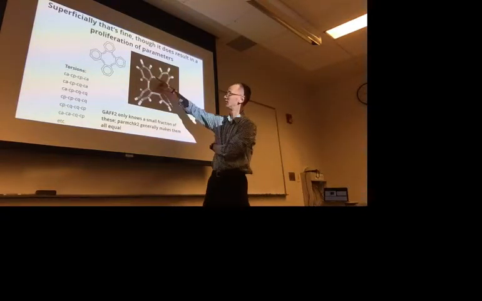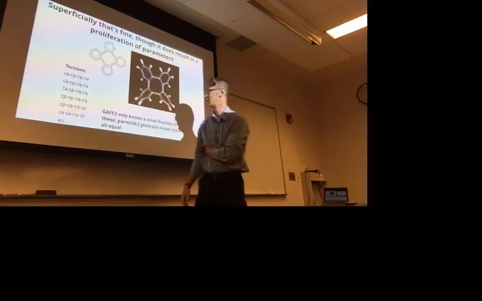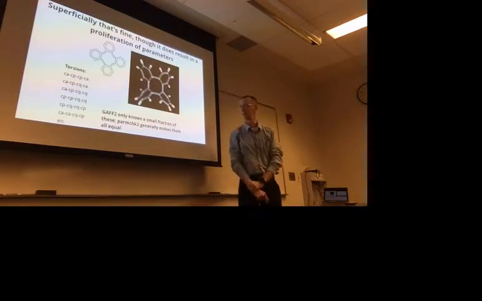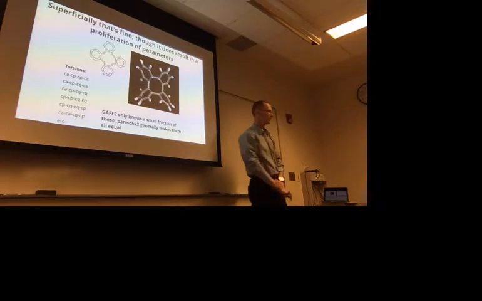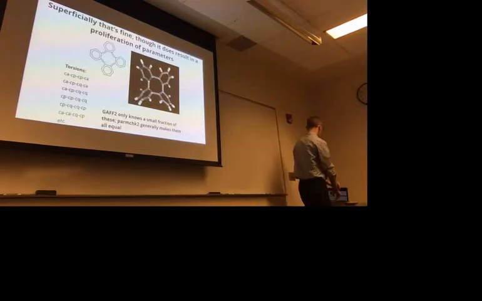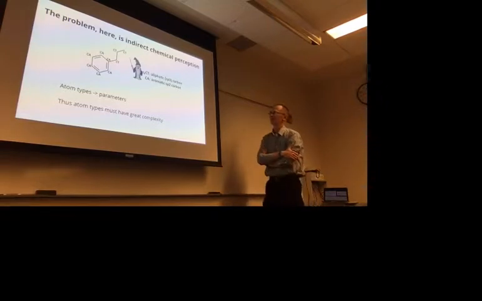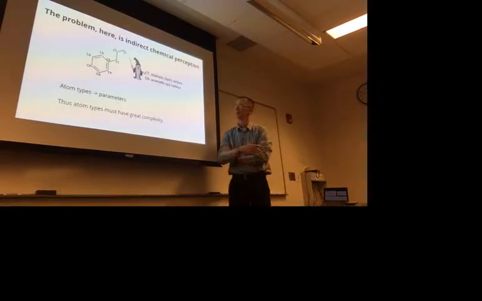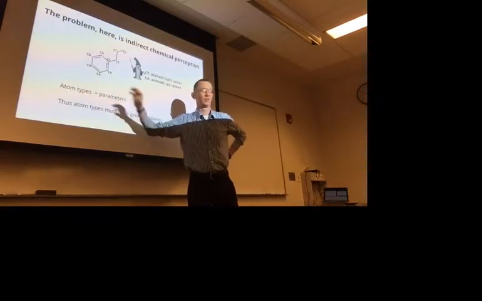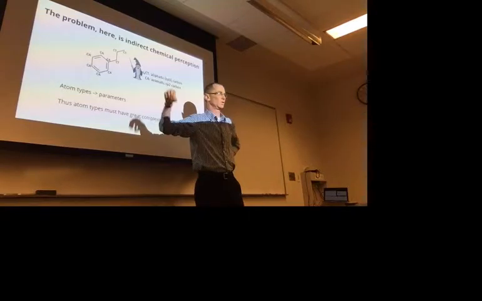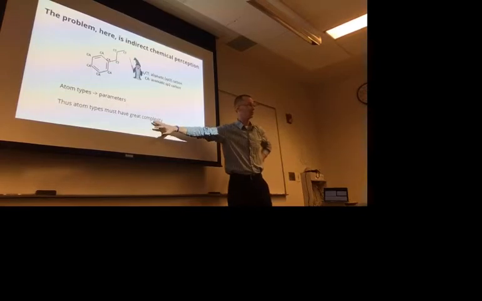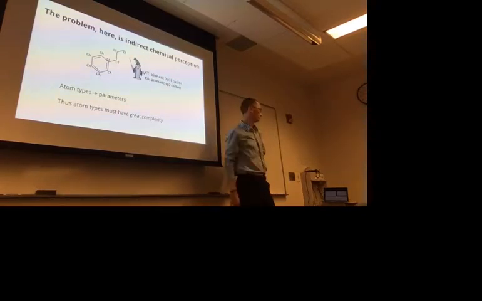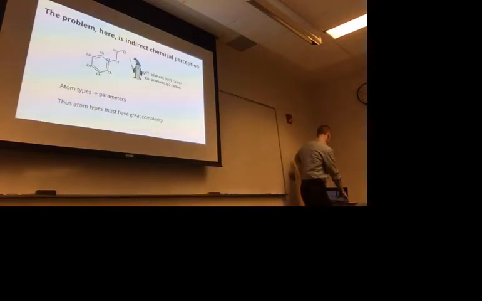So for this type of molecule, now I have a really large number of torsions that even GAFF2 only knows a small fraction of. And this is difficult, not because the chemistry is so complex, it's just that because of indirect chemical perception, we have this process of first assign atom types, then use the atom types to look up parameters. So the atom types have to be very complex to encode all the chemistry that's needed.